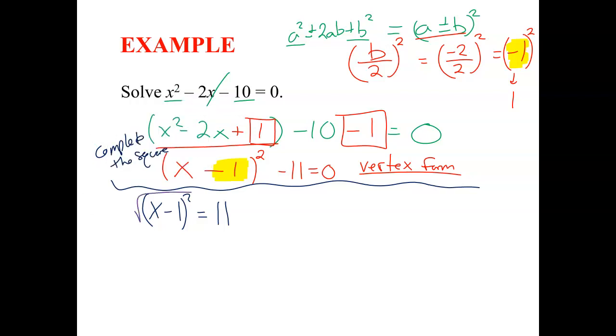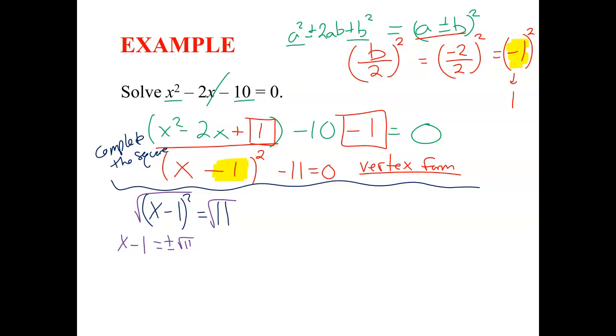Now, I can square root. So when I square root both sides, what am I going to end up with? X minus 1 equals plus or minus square root of 11. Okay, remember I got the plus and the minus, both. I have to keep both.